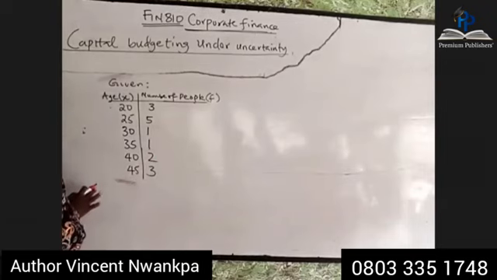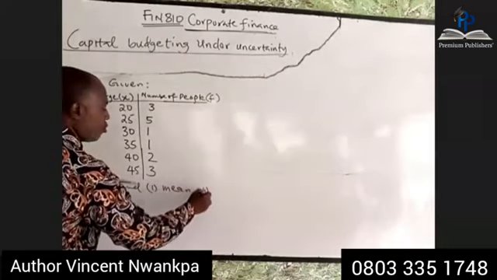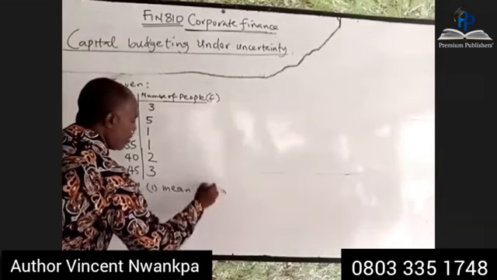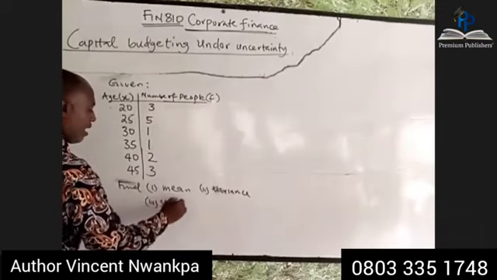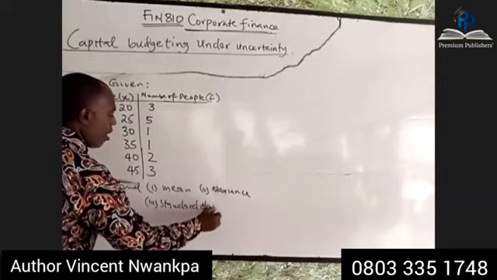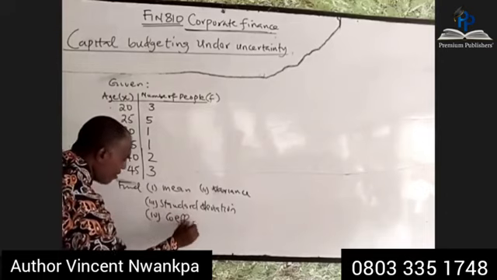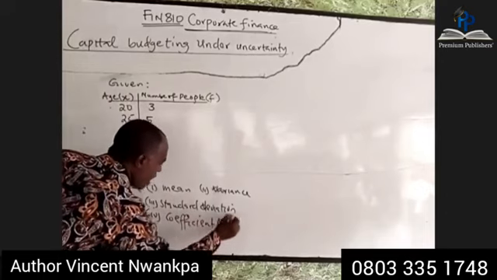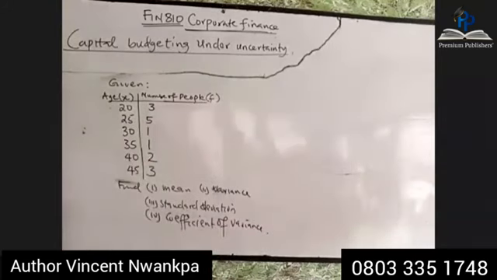In this question, we're expected to find, one, the mean; two, the variance; and then three, the standard deviation. Let's add one more so that when we solve that question there won't be too much stress: the coefficient of variance. These are the things we need for that kind of question under the probability-based method.